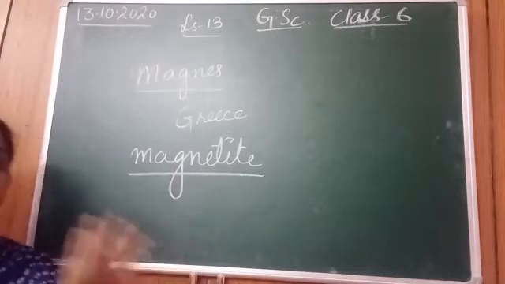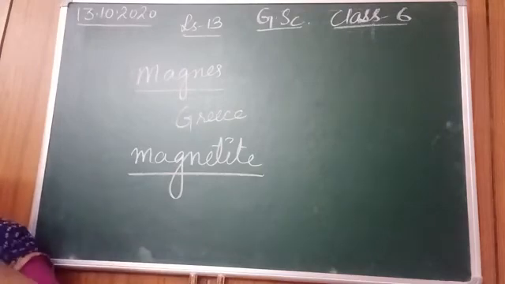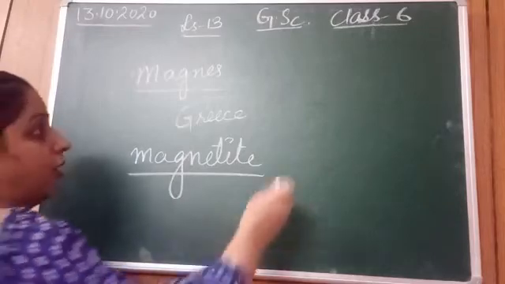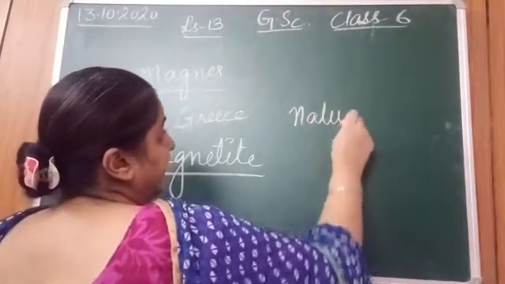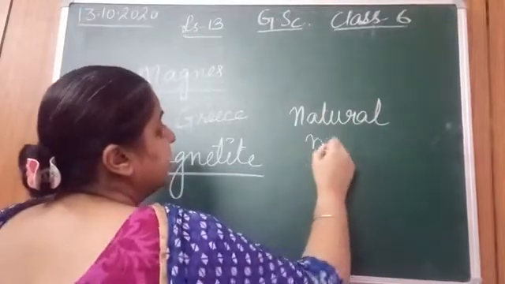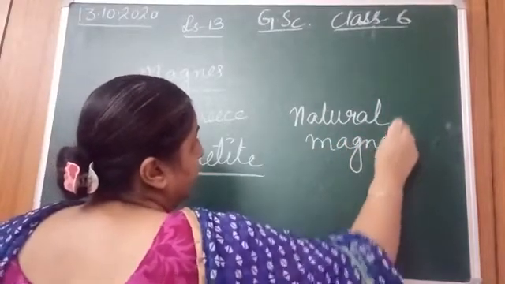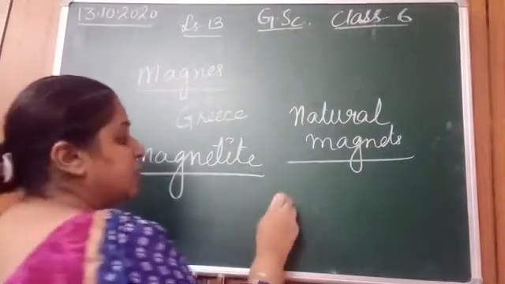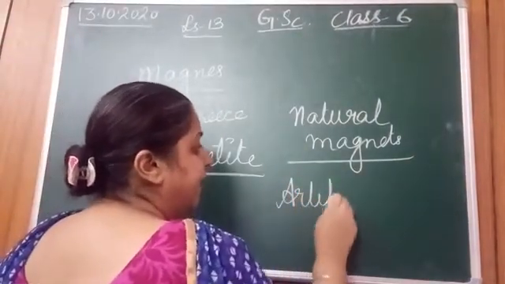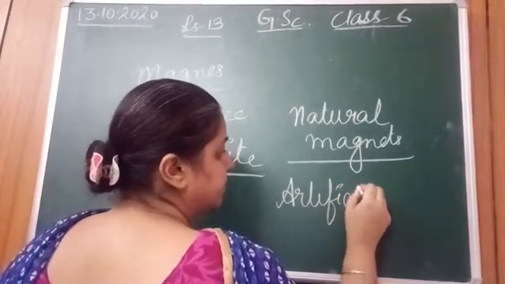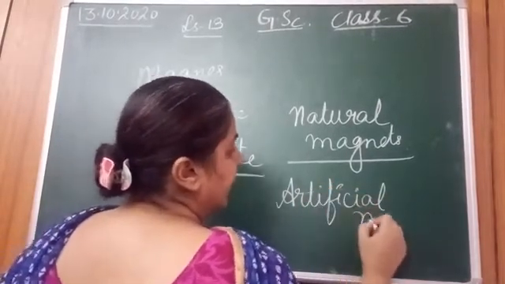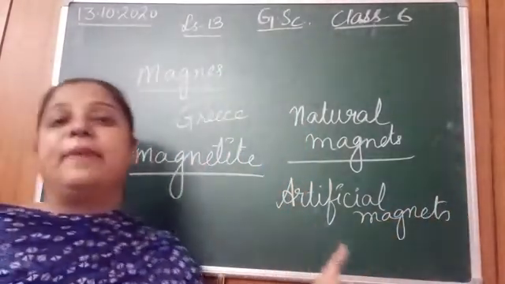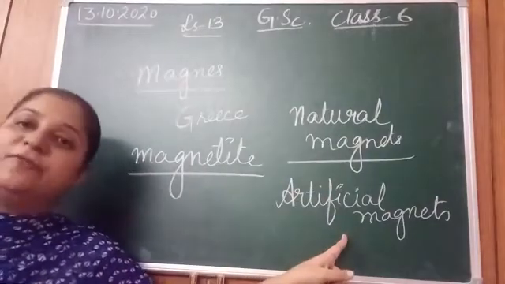What properties do these rocks have? Then later on, these magnets that were occurring naturally, these rocks, were known as natural magnets. What were they called? Natural magnets. Then after that, there was the discovery of artificial magnets. People made magnets, and they were named artificial magnets. They were made by man.